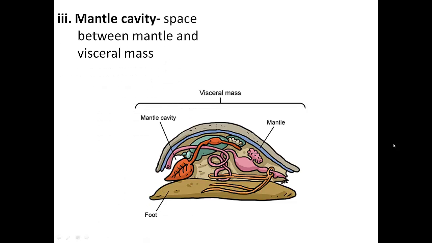Third, we have the mantle cavity. The mantle cavity is a space, as you can see in the picture, between the mantle and the visceral mass. That would be this area. A cavity is a space, basically.